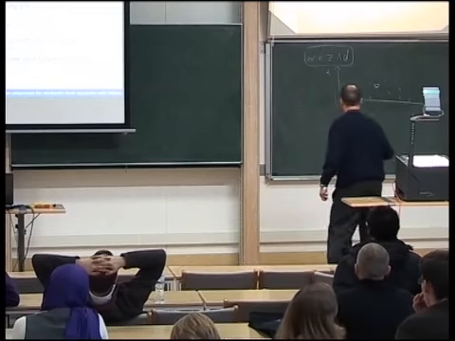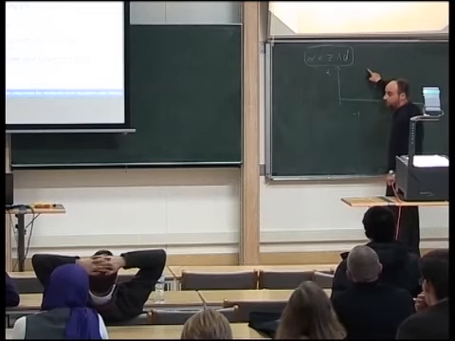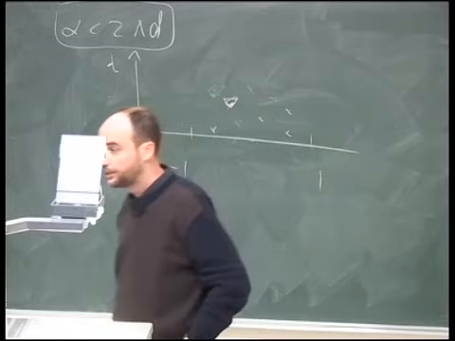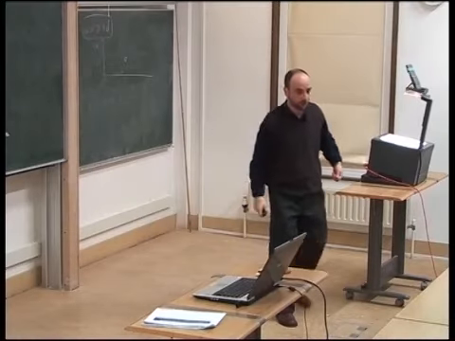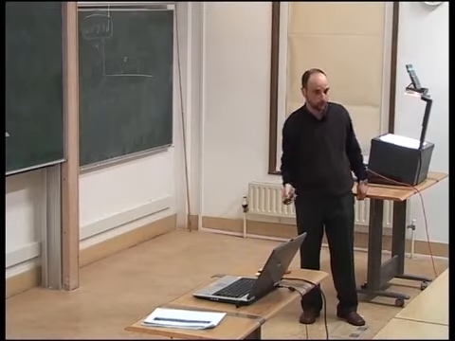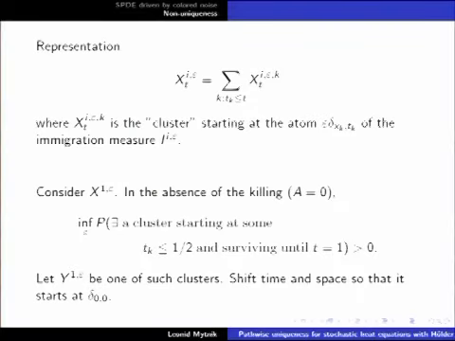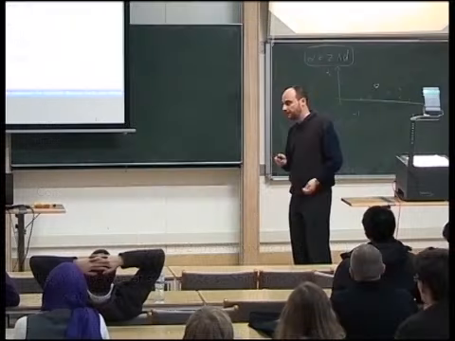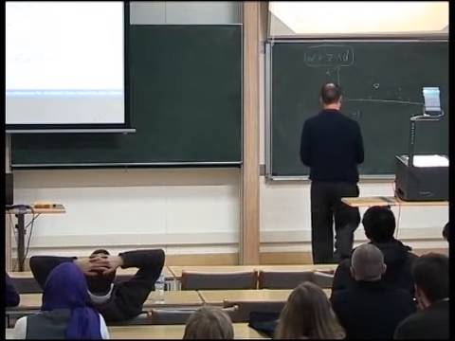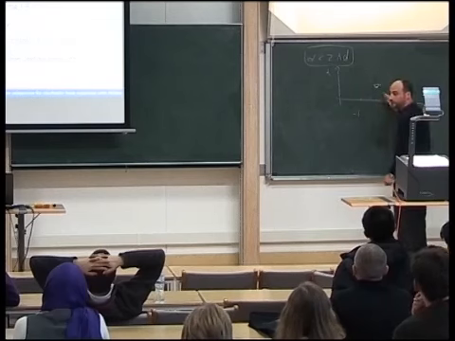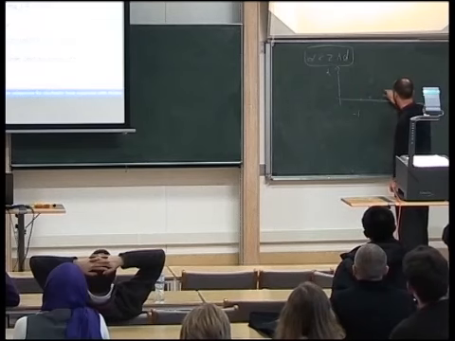That you started somewhere here, and it lives for some time which is strictly positive. There is some bound from below. This is what's written here. If there is no killing, you can find a cluster that survives. So let's consider this situation. Let's consider some cluster, and suppose I shift the time in a way that I start my cluster here.